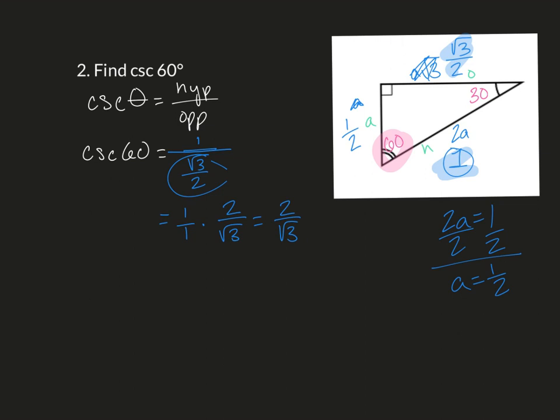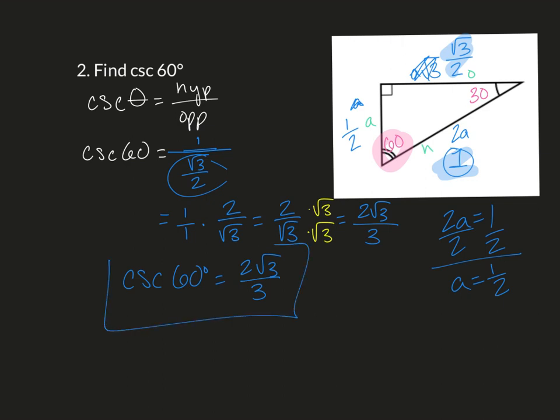Now there is a problem here that we learned last unit. We're not allowed to have a radical in the denominator. So what I'm going to have to do is rationalize. So times by root 3 on bottom, times by root 3 on top. And when I do that, I get 2 root 3 over 3. So that means that cosecant of 60 degrees is 2 root 3 over 3.